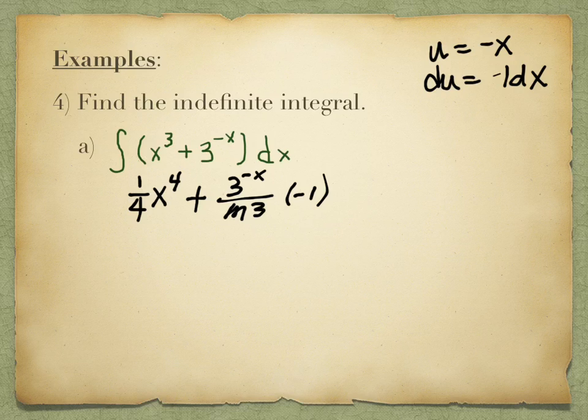It's really not worth doing a u substitution every time. When you've got a negative exponent, it just makes the whole thing negative when you're done, that component of it anyway. What's missing? Plus c. Thank you.